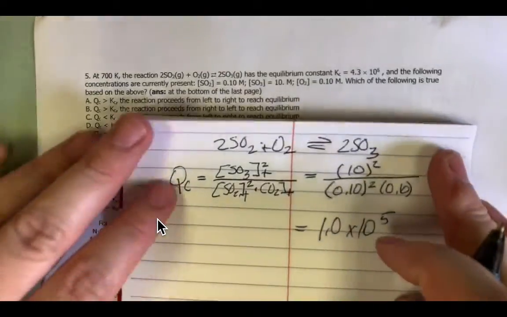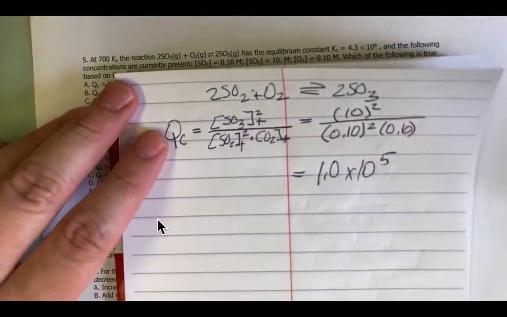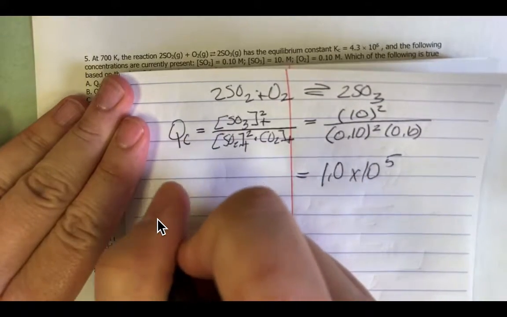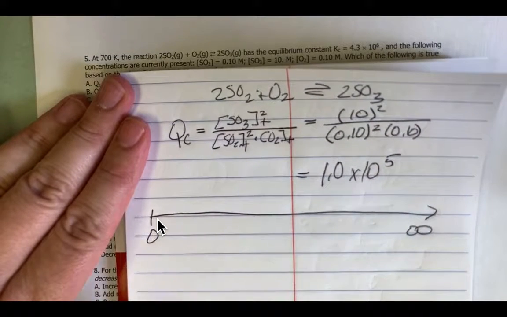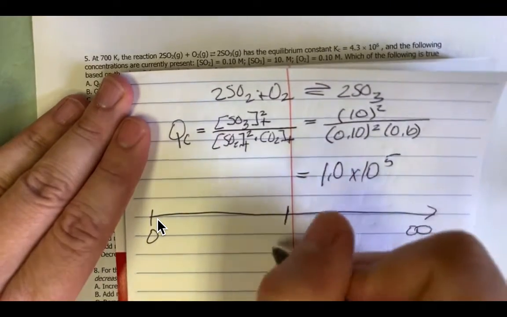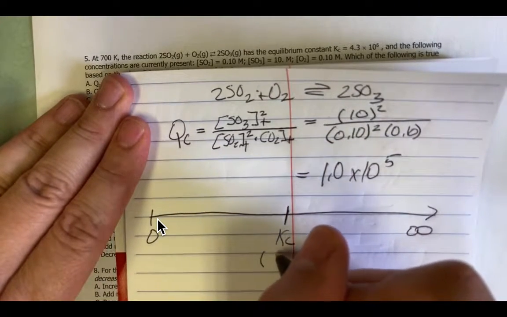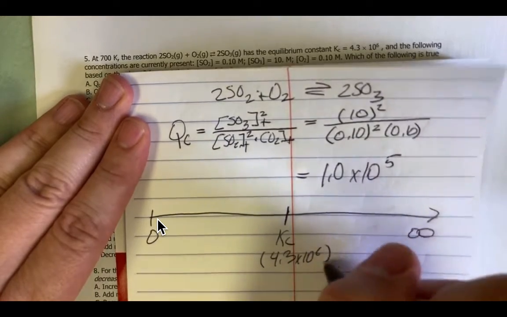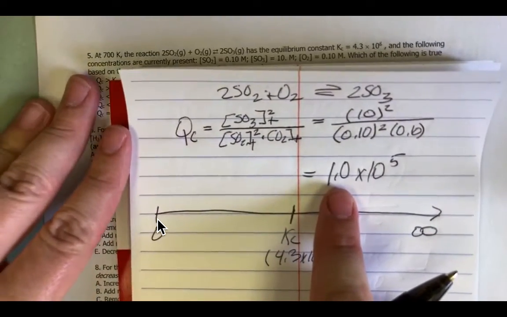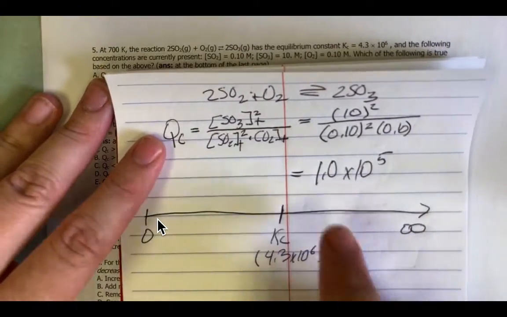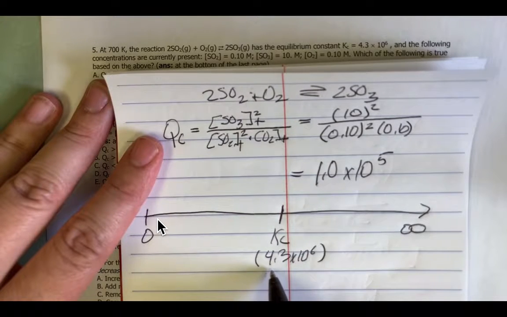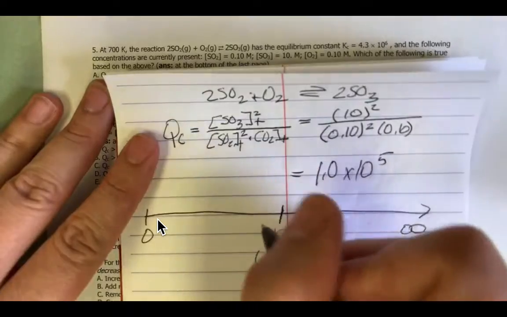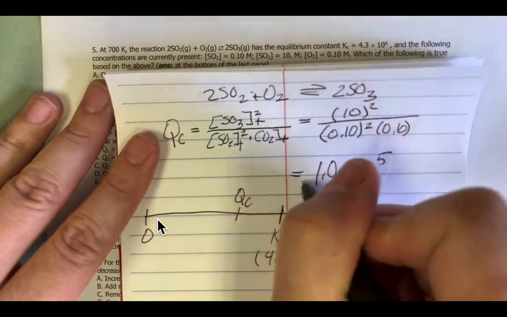So a really nice mnemonic that works in these situations is to write out a number line. On the left-hand side here is 0, and then it gets bigger. It goes in the direction of infinity as we go from left to right. And then I write my Kc. My Kc here is given, 4.3 times 10 to the sixth. And then I need to decide where to put Qc with respect to Kc. So Qc is 1 times 10 to the fifth. This is 4.3 times 10 to the sixth. So my Qc should go over here.